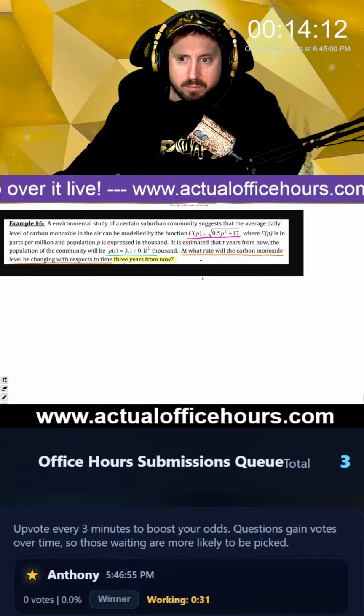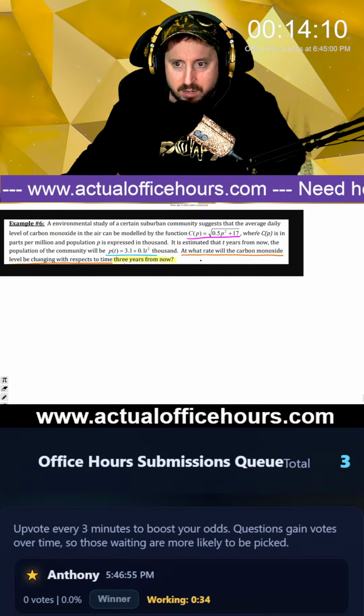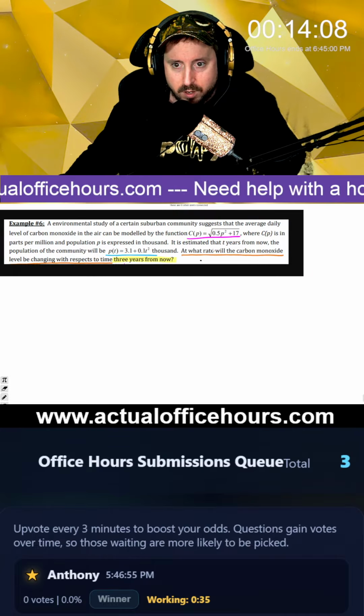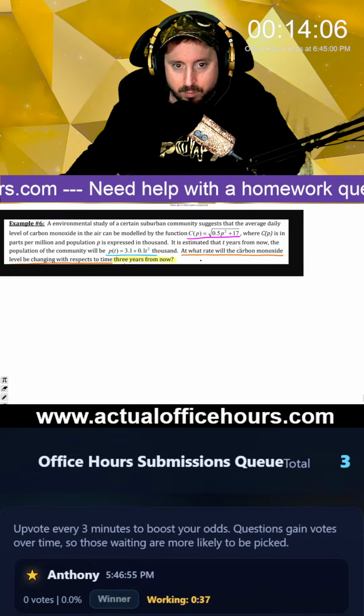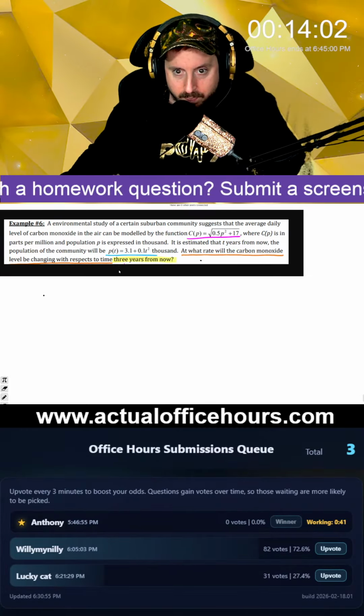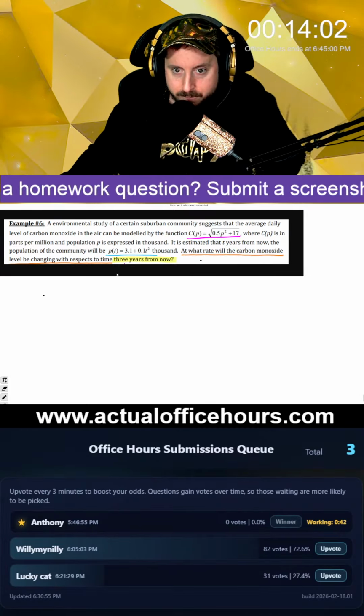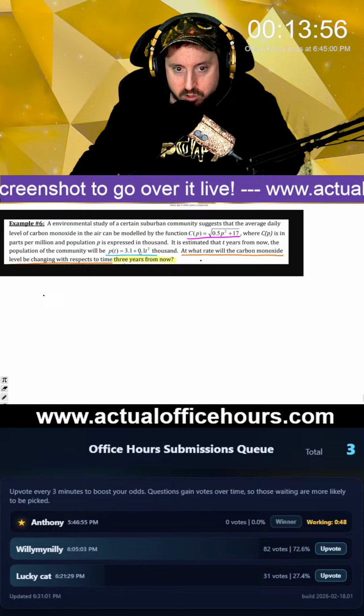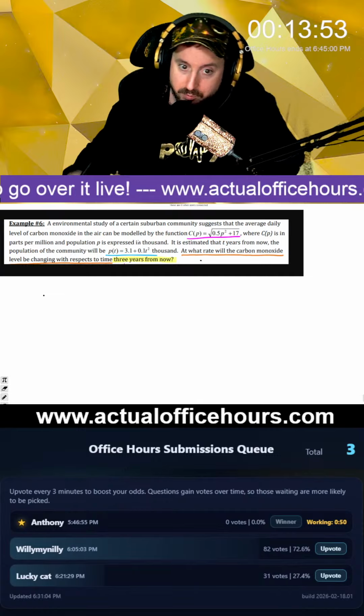Okay, the average daily level of carbon monoxide can be modeled as this function. It is estimated that t years from now, the population of the community will be 1,000. At what rate will the carbon monoxide be changing with respect to time 3 years from now?